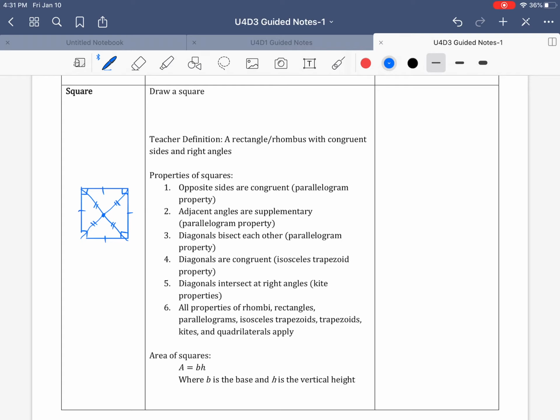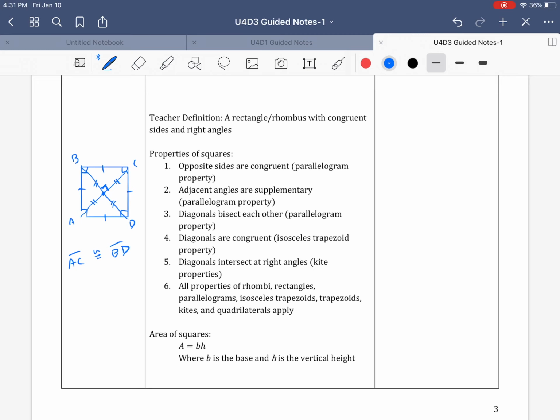We also know that the diagonals themselves are congruent. So again, if we went A, B, C, D, segment AC is congruent to segment BD. The diagonals intersect at right angles, like that. And then any other property of rhombi, rectangles, parallelograms, all of those apply. And the way that you find the area of a square is base times height, where B is the base and H is the vertical height.